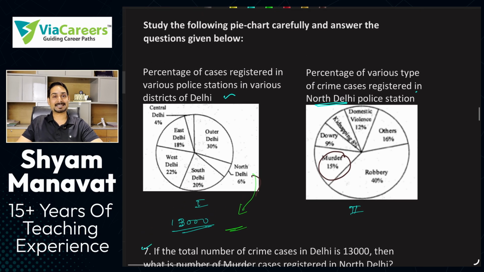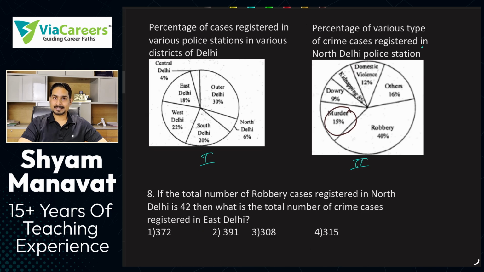So you are able to interpret the data, right? Okay. Let's see the next question. So here we have again the same diagram. The question is on the same diagram. We have: if the total number of robbery cases registered in North Delhi is 42, then what is the number of crime cases registered in East Delhi? That's what we need to find out.